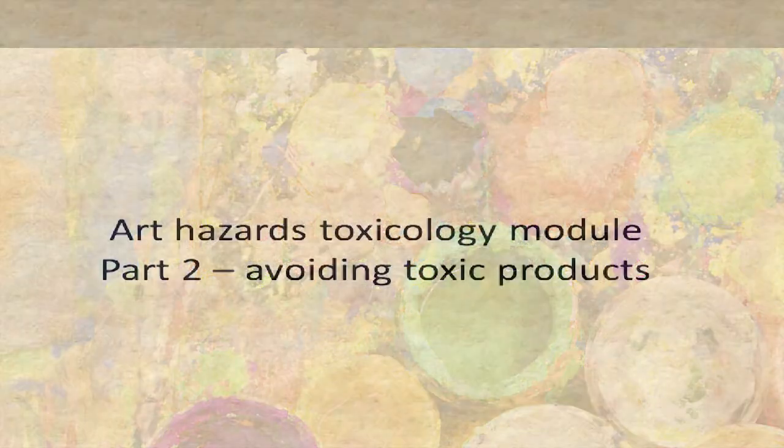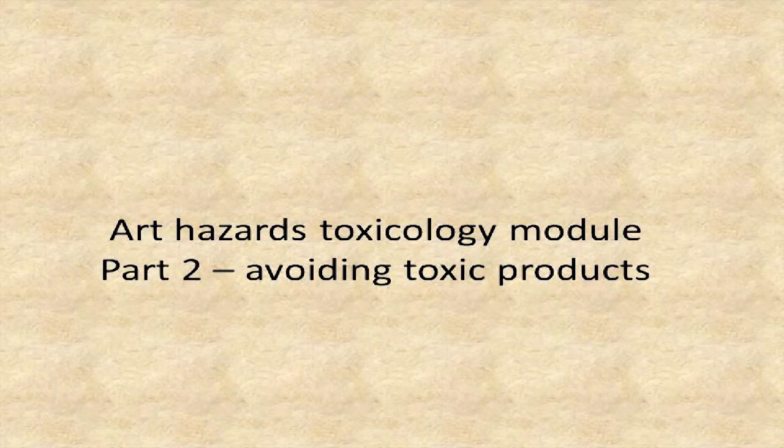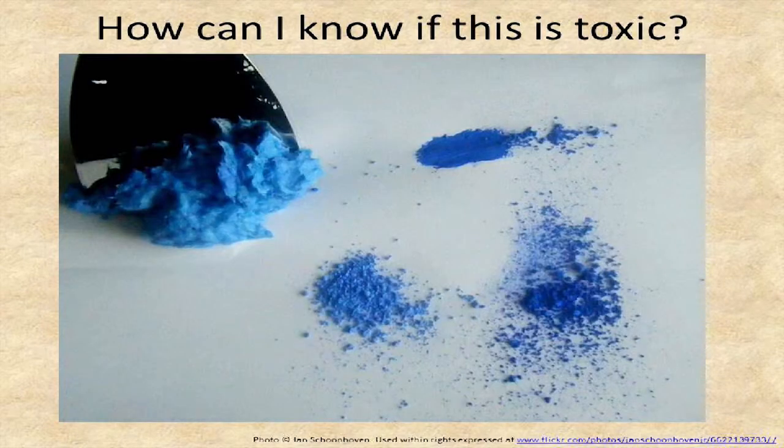So welcome back to our discussion about toxicology in art products. This is part two. In this module, we'll be talking about how to avoid toxic products. And the first step in trying to avoid toxic products is trying to figure out if what you're looking at is a toxic product. How do you know whether or not you're using a toxic compound?